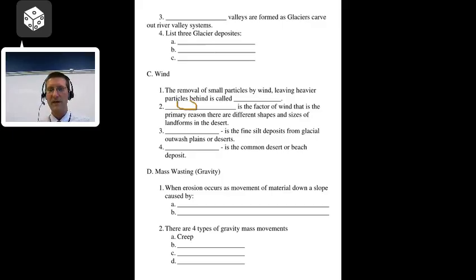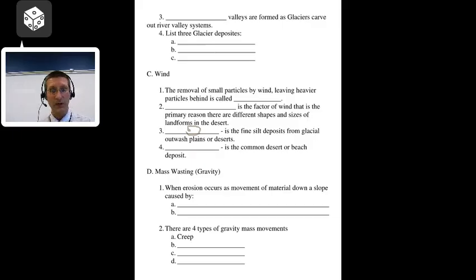That's a great example of deflation. Number 2, primary factor that affects wind erosion is speed. The speed or the velocity of the wind. Number 3 is a special word. The fine silt deposits left behind by glaciers and wind erosion are called loess.